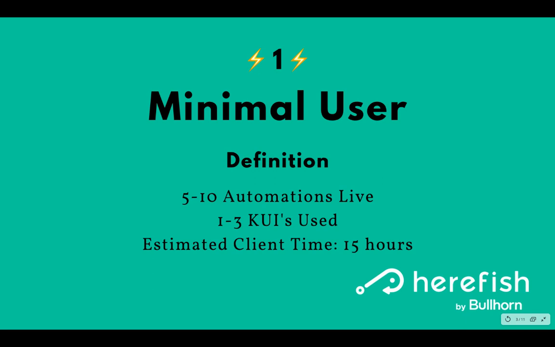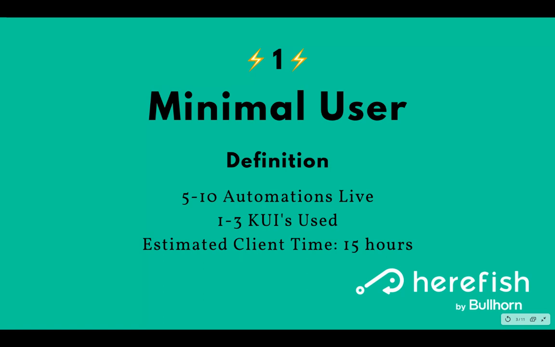So we're going to start with a minimal user. This is a client that only has about 5 to 10 automations live. Typically, they are utilizing 1 to 3 of those key usage indicators. And estimation, as far as when you can get there throughout the process, is about 15 hours of invested time.